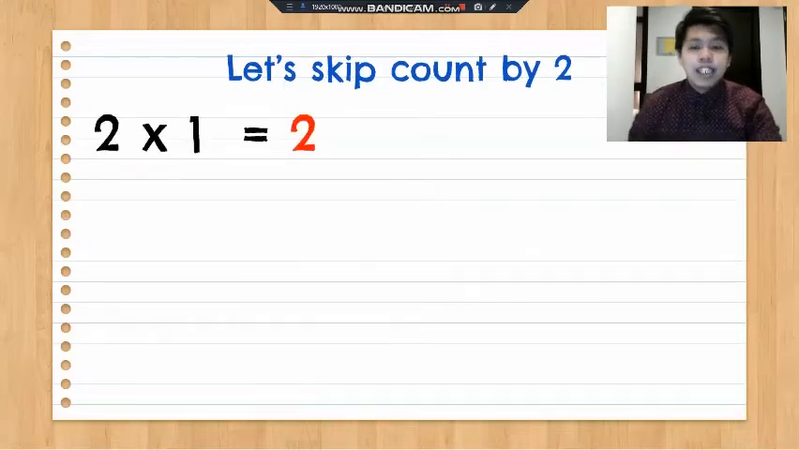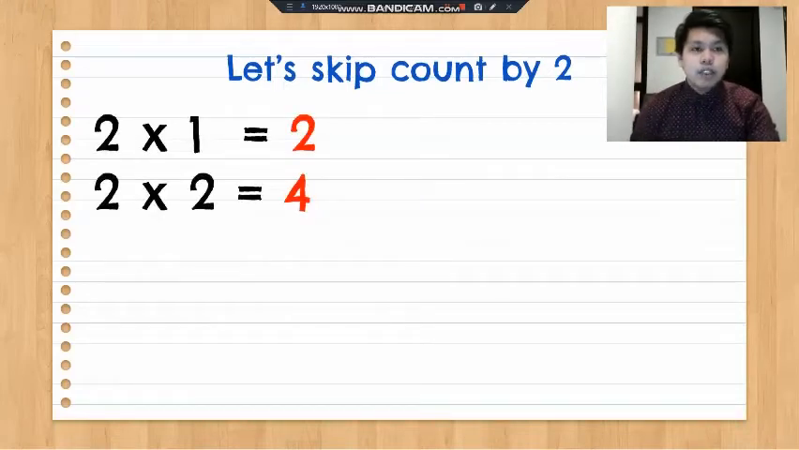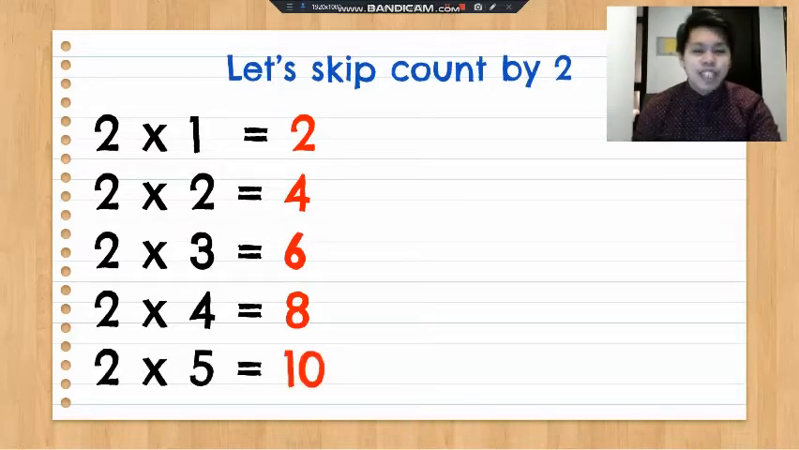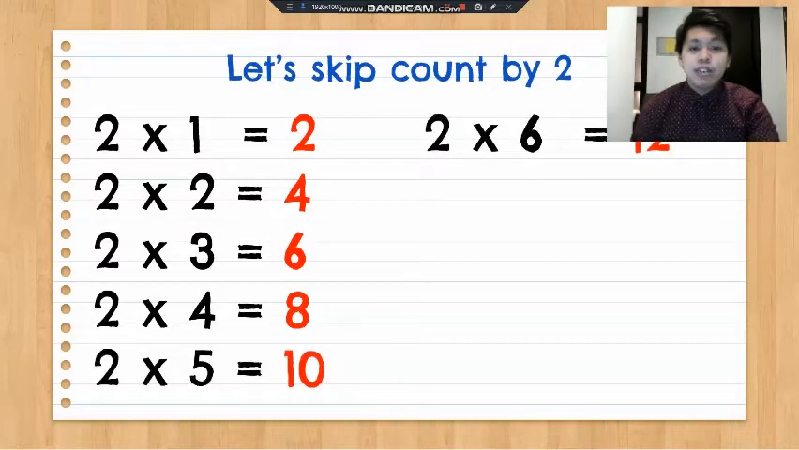2 times 1 is equal to 2. 2 times 2 is equal to 4. 2 times 3 is equal to 6. 2 times 4 is equal to 8. 2 times 5 is equal to 10. 2 times 6 is equal to 12.